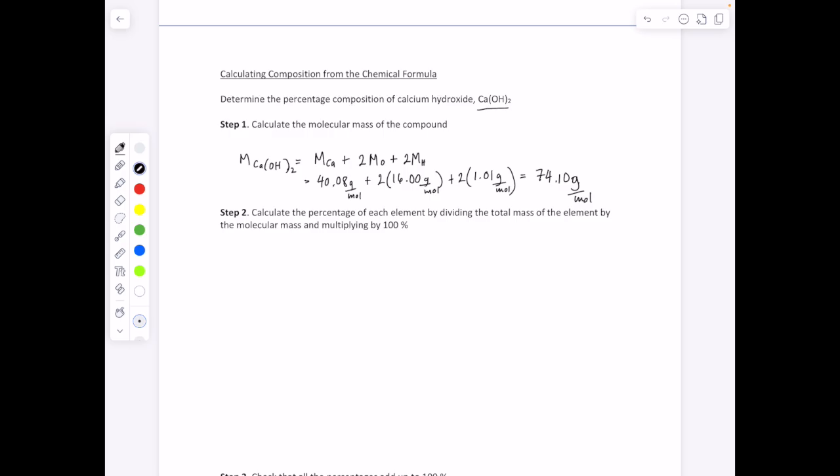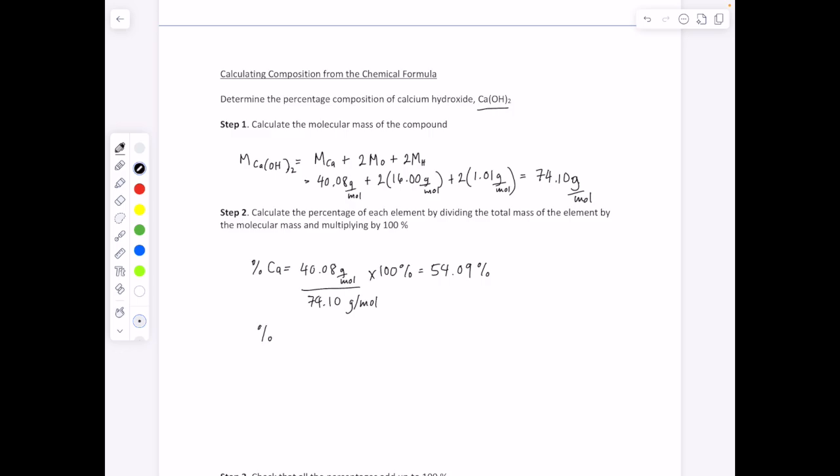Step 2. Calculate the percentage of each element by dividing the total mass of the element by the molecular mass and multiplying by 100%. So the percentage of calcium is equal to the mass of calcium divided by the total mass, which is 40.08 grams per mole, divided by 74.10 grams per mole. Multiply that by 100%, and we get 54.09%.